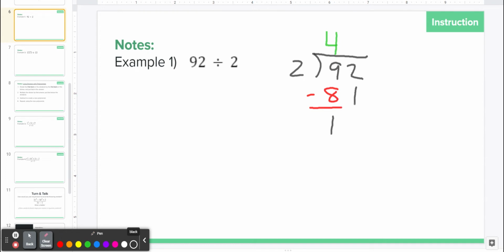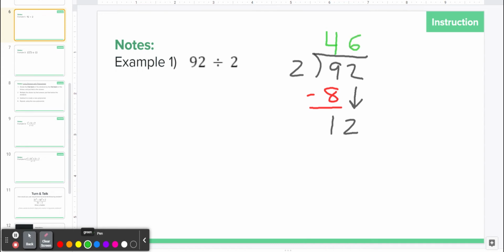We can then drag this 2 that's left over down. And then we start thinking about, okay, how many times does 2 go into 12? Because we are dividing by 2. And in this case, we know that that answer is 6. It goes into 12 6 times.